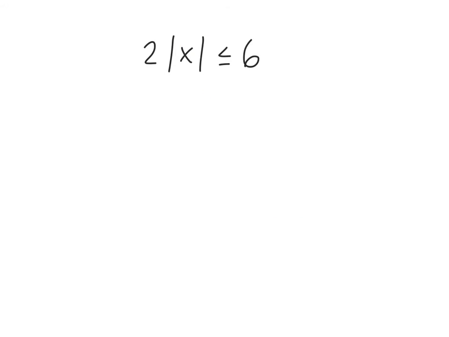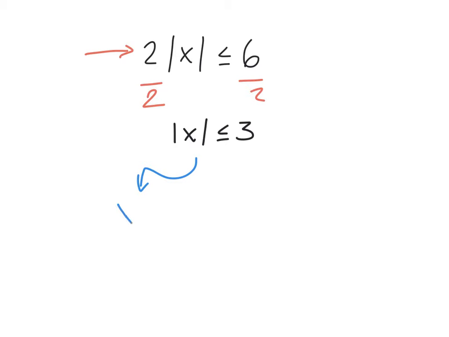Here we have yet another compound, or not a compound, absolute value inequality. And again, before I deal with that absolute value of x, I want to deal with this 2. It's 2 times the absolute value of x, so the inverse operation is to divide by 2 on both sides. That brings us to the inequality: absolute value of x is less than, was this 3? And I think by now you know that this is a quick answer. I'm going to write down x is less than or equal to 3.